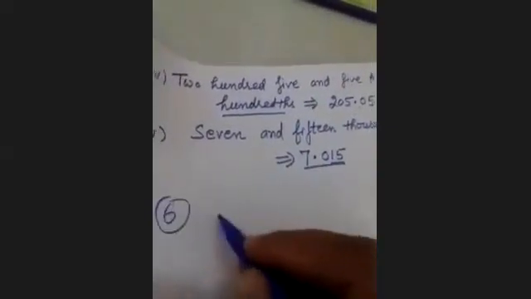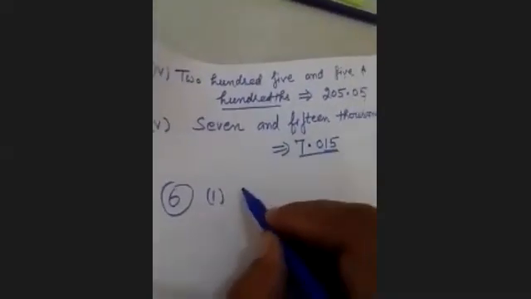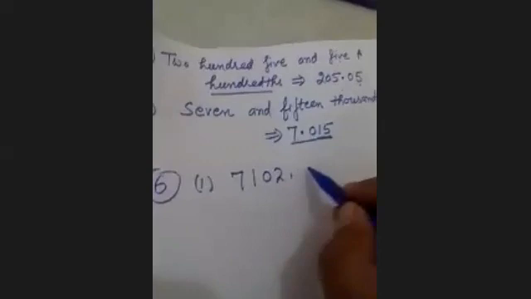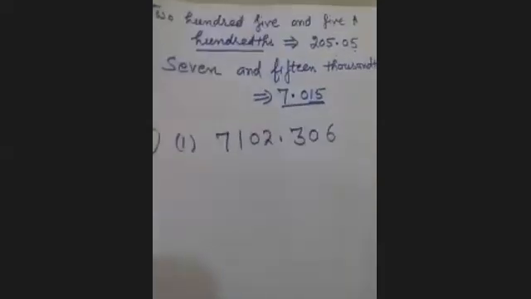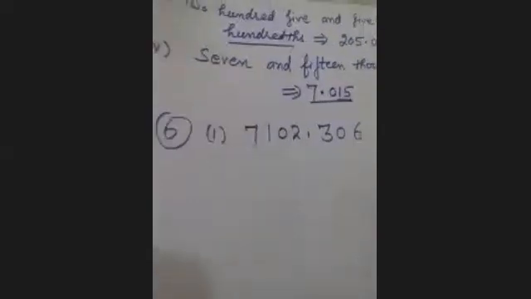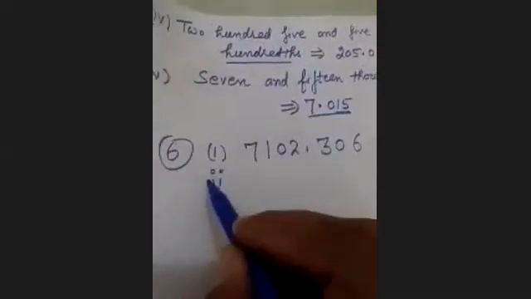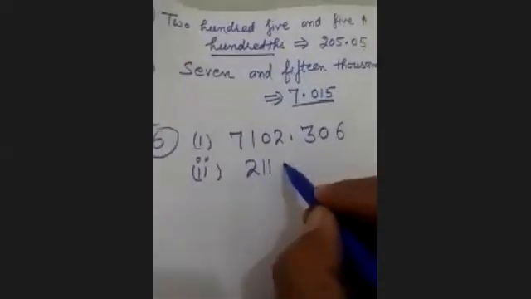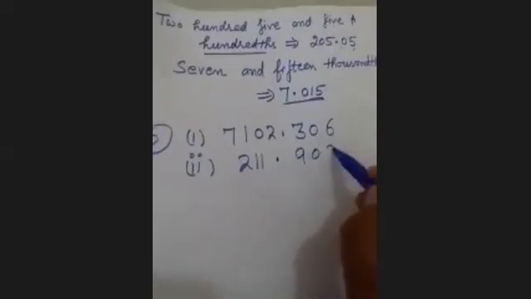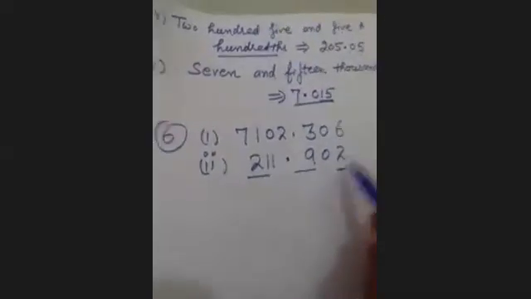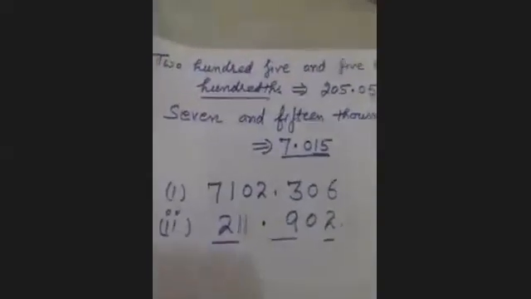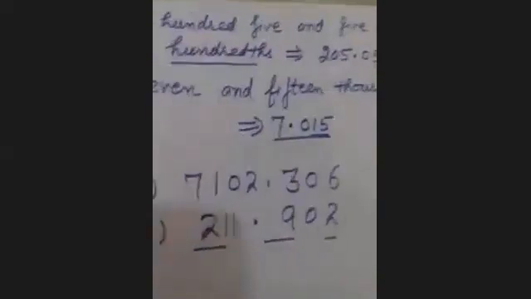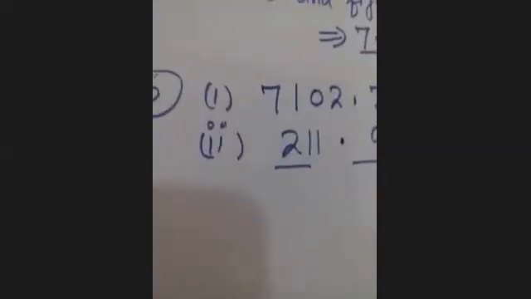Sixth question. First part. First number is 3102.3. Next number is 211.902. This is question number 6.